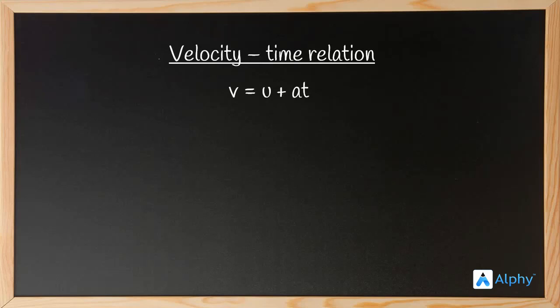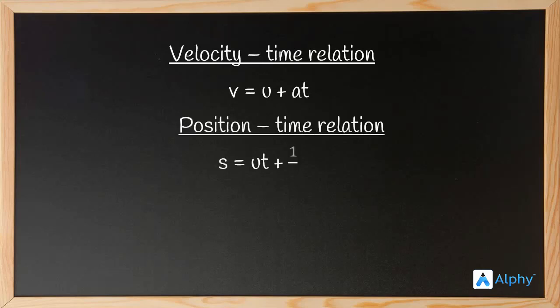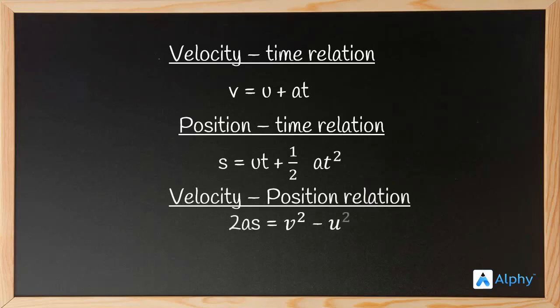Apart from this, we have two other equations. We have position time relation, which is S equals UT plus half AT square, and we have velocity position relation, which is 2AS equals V square minus U square. For the derivation of both these equations, we will be using parts of the first velocity time relation equation. We will be using that equation in substitutions for the two other equations. So the first one is very important.